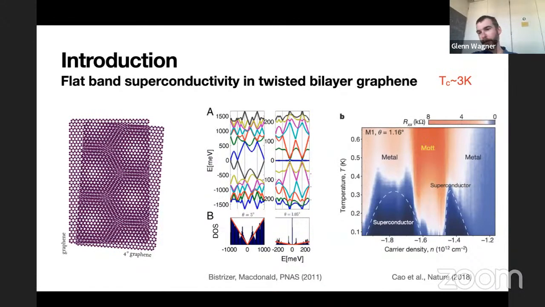But the important thing seems to be that you have at least one flat band, and this gives you a high density of states, and the high density of states probably leads to some correlation effects that give you superconductivity. But it's impossible to really be more precise because, as I say, we don't know what the mechanism for superconductivity is here.